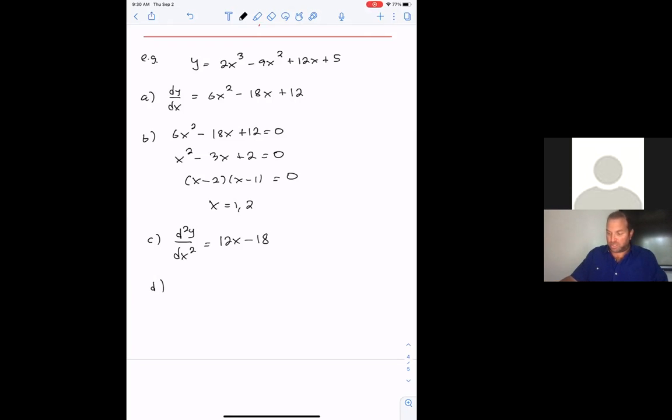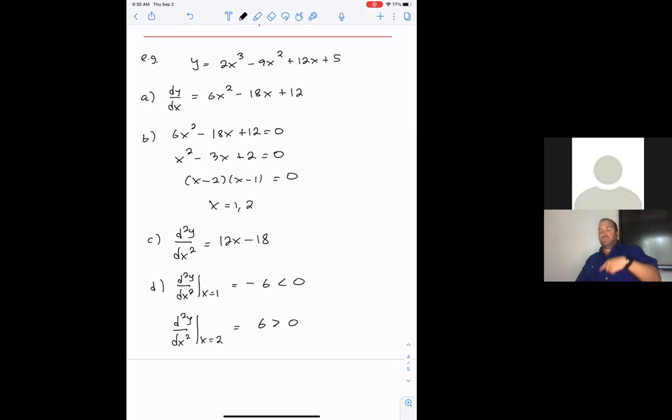So I'm going to evaluate the second derivative when x is equal to 1, and this gives me negative 6, which is negative. And I'm going to evaluate the second derivative when x is equal to 2. This gives me positive 6, which is positive. So anywhere the first derivative is 0, like 1 or 2, and the second derivative is negative, that's a maximum because I'm concave down. And if the second derivative is positive, that's a minimum, I'm concave up.